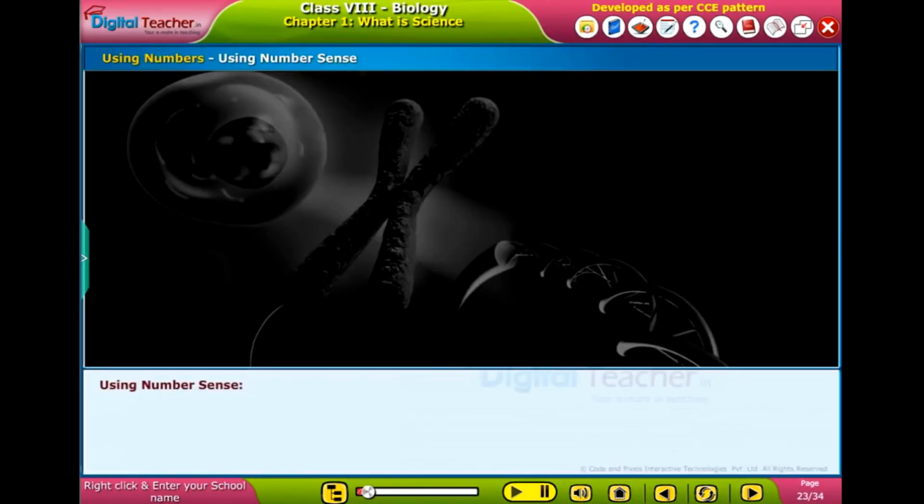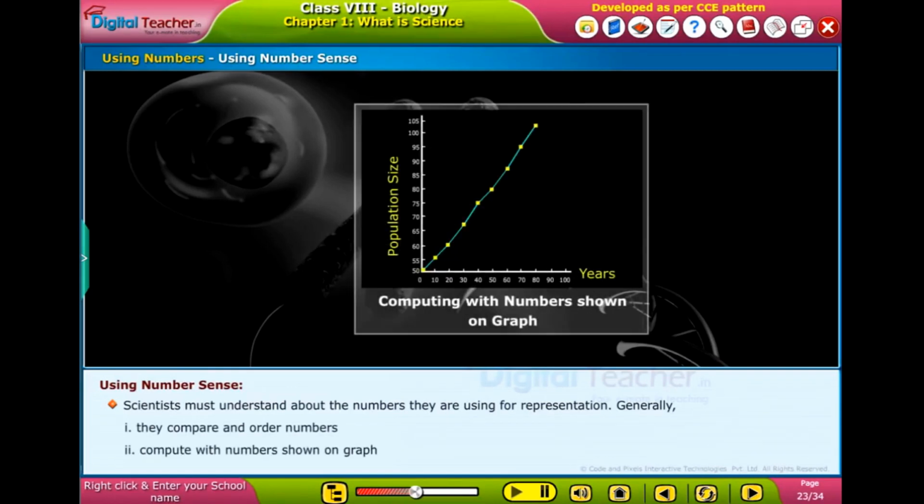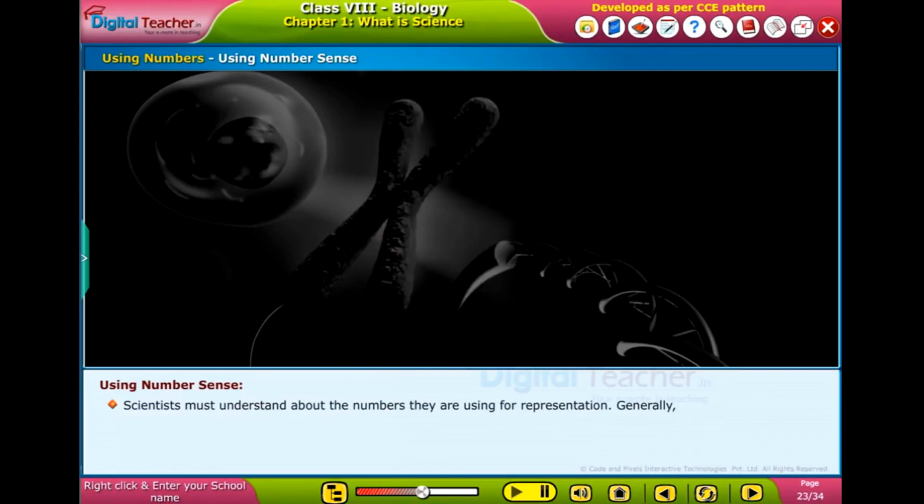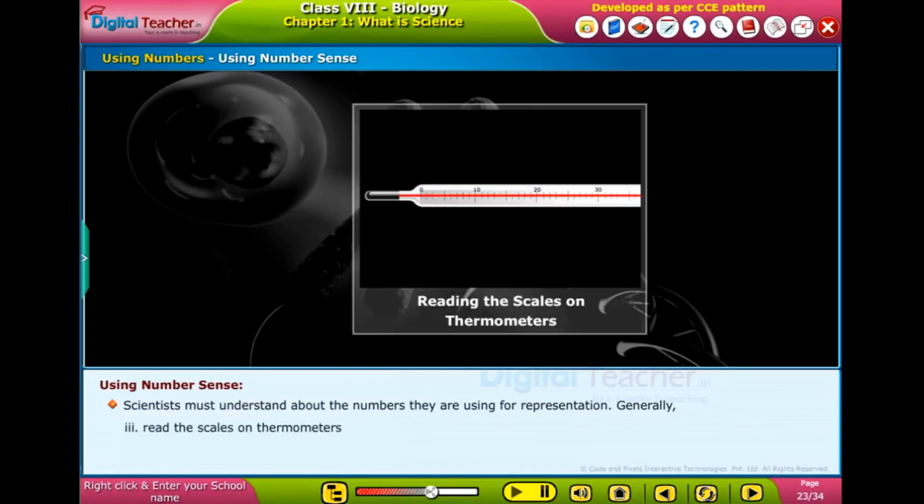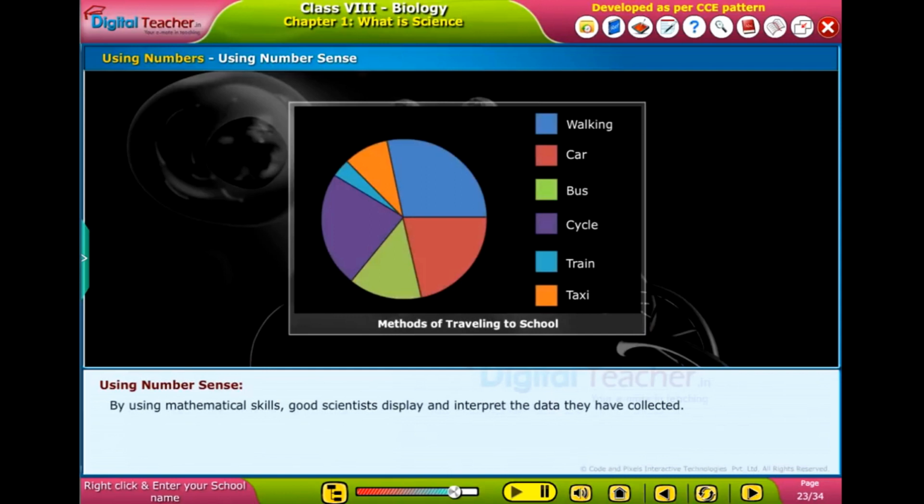Using number sense. Scientists must understand the numbers they are using for representation. Generally, they compare and order numbers. Compute with numbers shown on graphs. Read the scales on thermometers, measuring cups, beakers, and other tools. By using mathematical skills, good scientists display and interpret the data they have collected.